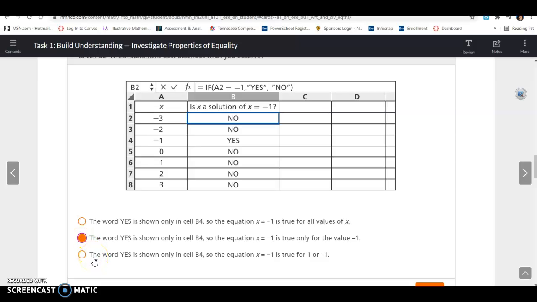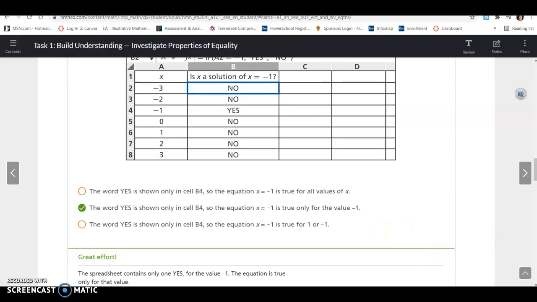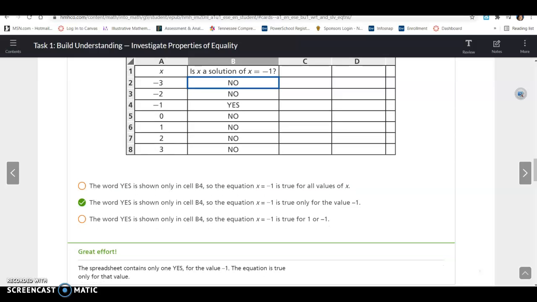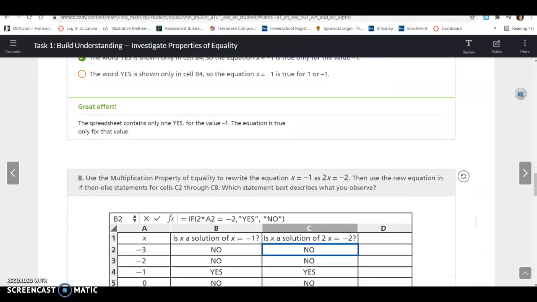But let's always check all the solutions before we just move on. So the last one says the word yes is shown only in cell B4, so the equation x equals negative 1 is true for both 1 or negative 1. Well, it's not true for 1 because for 1 we have no. 1 is not equal to negative 1, so the last one is not true. So if we hit check, it will show us that we got the right answer.